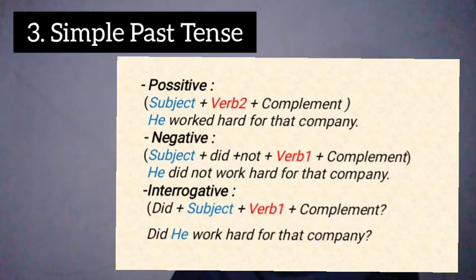And the next, this is the formula for interrogative sentence: did plus subject plus verb 1 plus complement. So the example is did he work very hard?